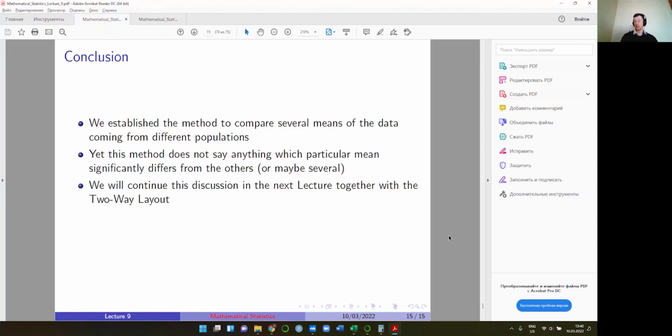Well, we will continue this discussion in the next lecture together with the two-way layout. So there is an extension when we have not one treatment, but two different treatments, and we want to compare their effect. So the logic is going to be quite similar, but the techniques are going to be a bit more sophisticated. So that's all for the lecture part.